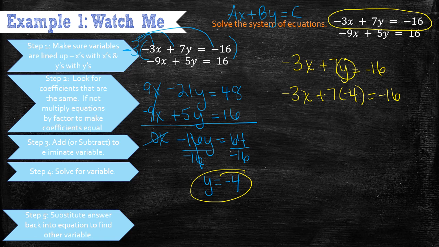All right, so now I'm going to go ahead and simplify for my next step. So negative 3x, and then 7 times negative 4 is going to be negative 28, equals negative 16. Okay, so I want to get x by itself, so I'm going to have to move that negative 28 to the other side by adding. Remember, we use the inverse operation.